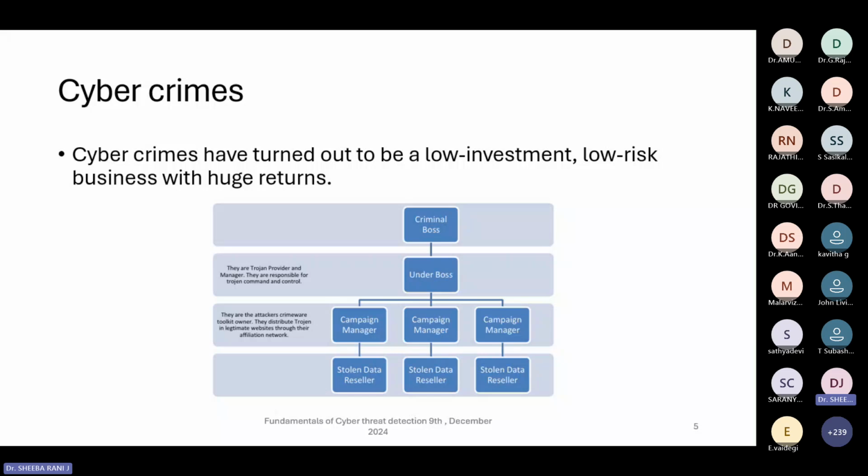A criminal boss, who is the actual brain, underboss, campaign manager, right? Stolen data reseller, stolen data reseller, stolen data reseller. Like that, these are the people who deal with the customers. So some people want some data, so they will breach the security, take the data and sell it. So who is the criminal boss, they are asking.